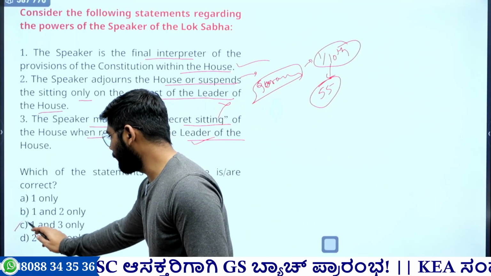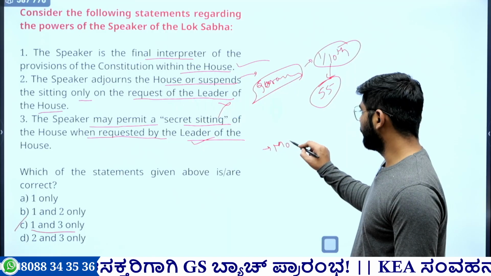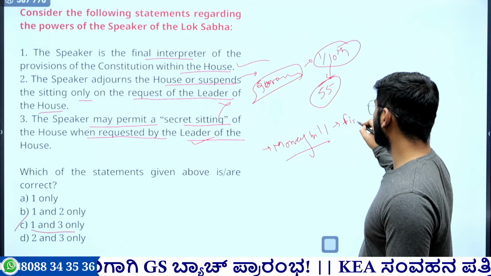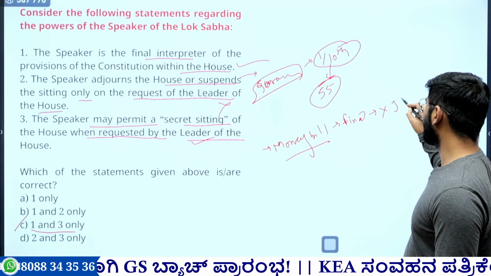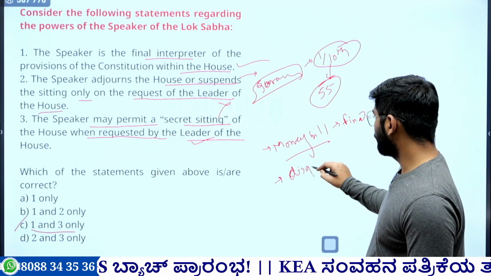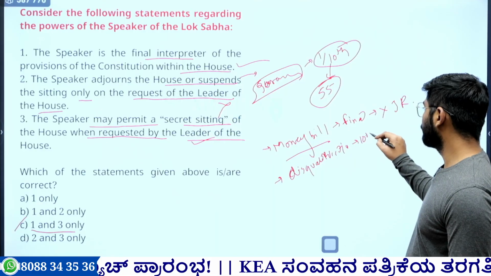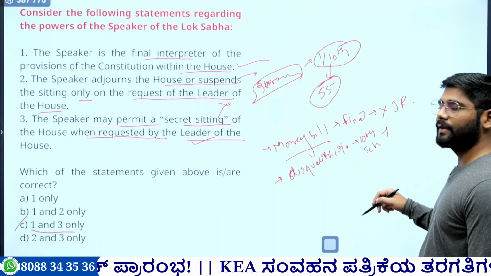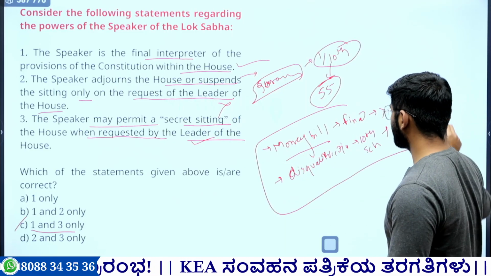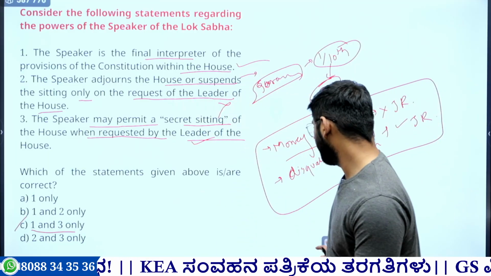So the correct option is C here, 1 and 3. Among the other powers of the Speaker, the most important is the money bill. The Speaker will decide whether it is a money bill, and his decision will be final and will not be subject to judicial review. Second aspect, disqualification of members under the 10th Schedule. But this is subject to judicial review. So these are the 2 important powers that the Speaker holds. You should keep this in mind.